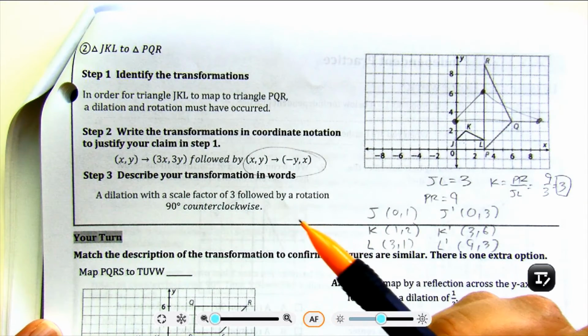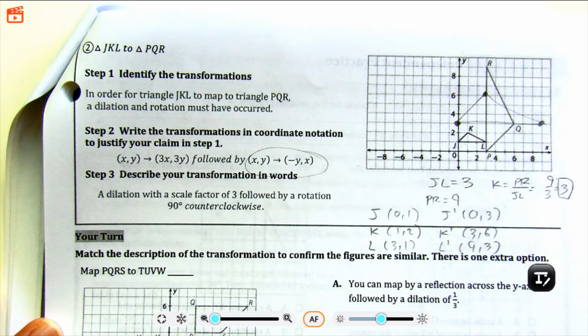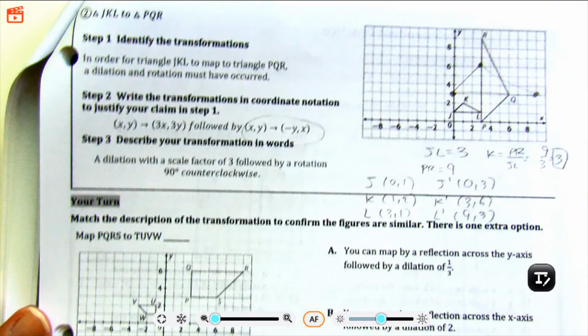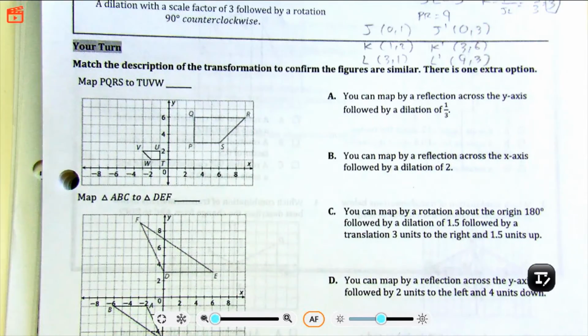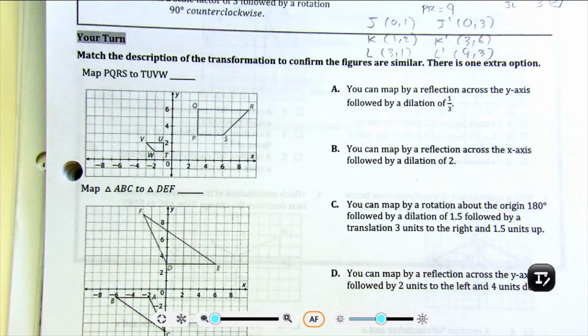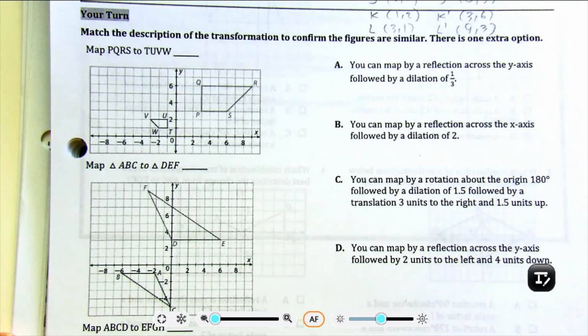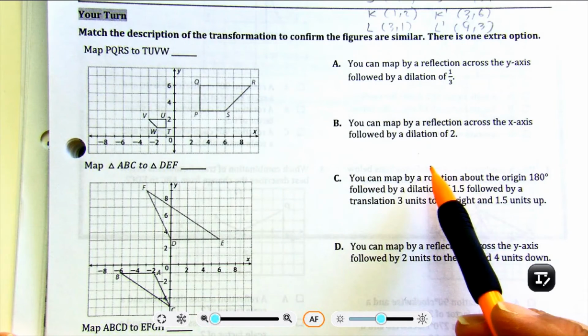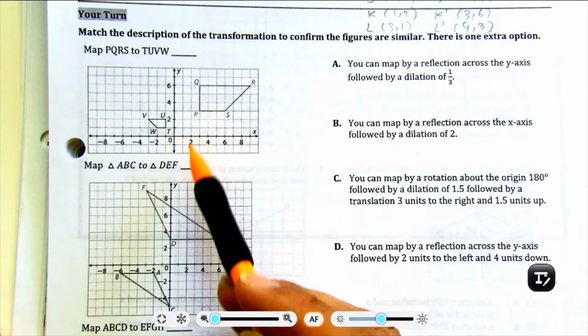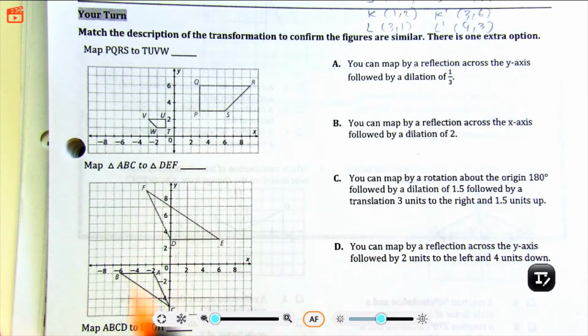So what I want you guys to do is pause the video, and I want you guys to match these graphs to these statements. There are 3 graphs and there are 4 prompts, so one of them you're not going to use. And then press play to look at the answers.